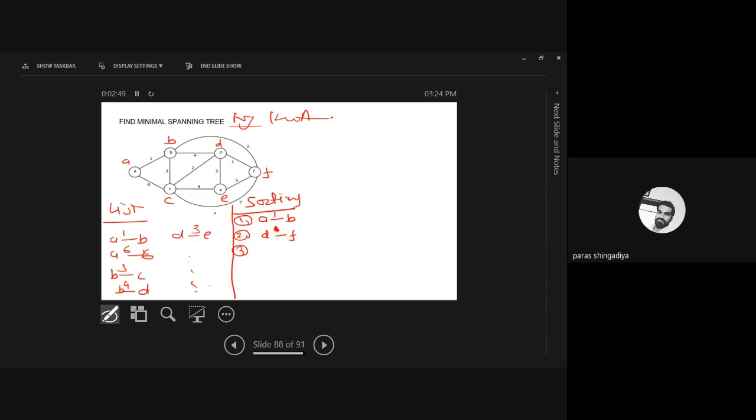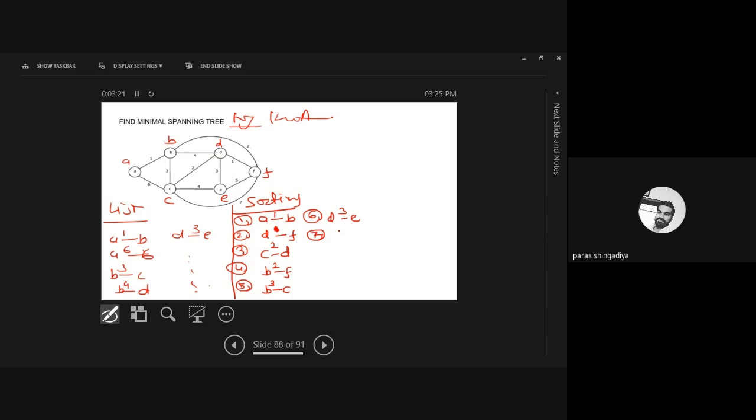Third one, that is weight 2, in between C and D. Fourth one, that is also 2, in between B and F. Fifth one, 2 is complete. Now for 3, B and C as weight 3. Then sixth, D and E, that is also weight 3. Clear? Seventh. 3 is now done.